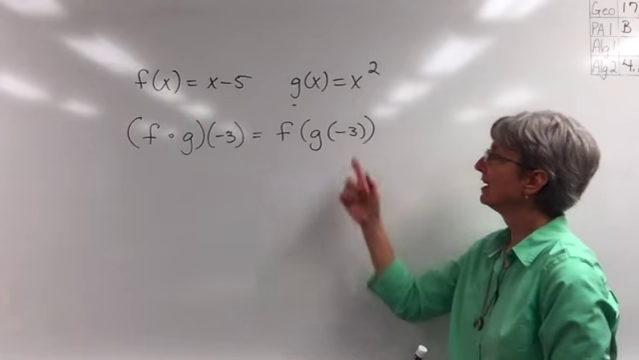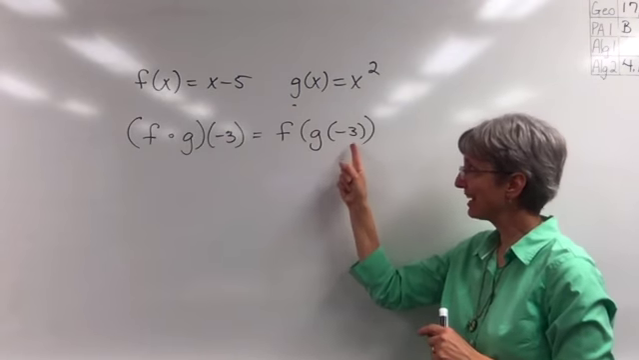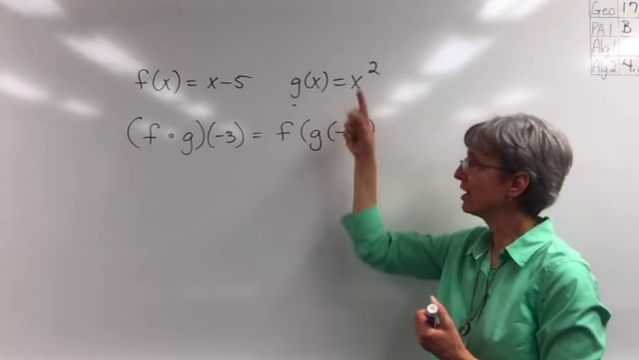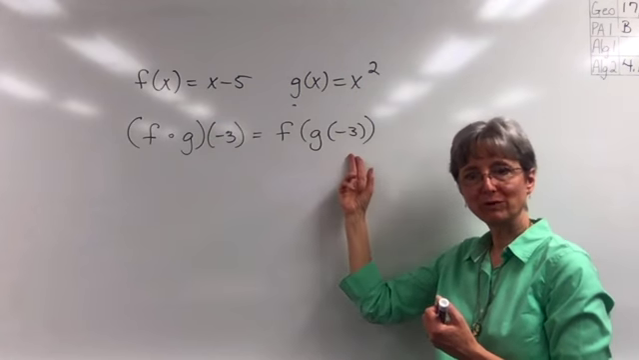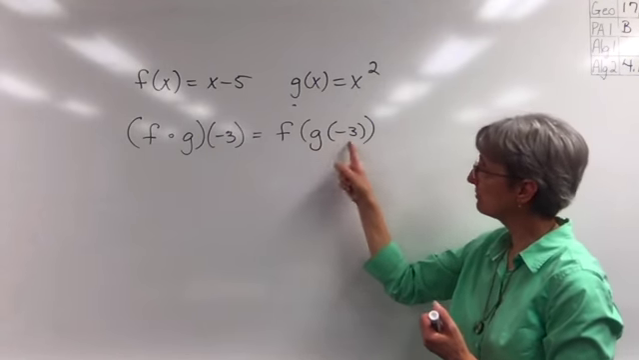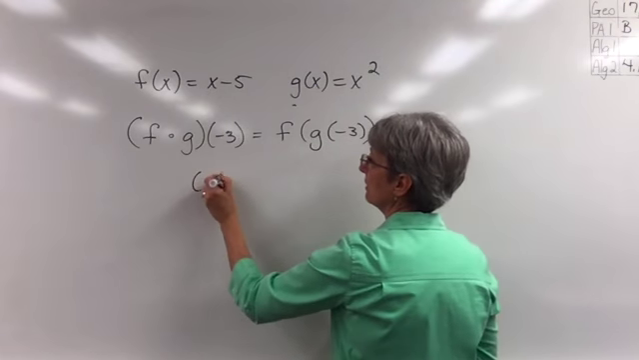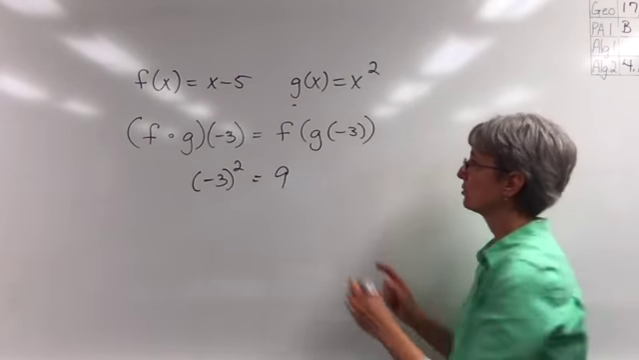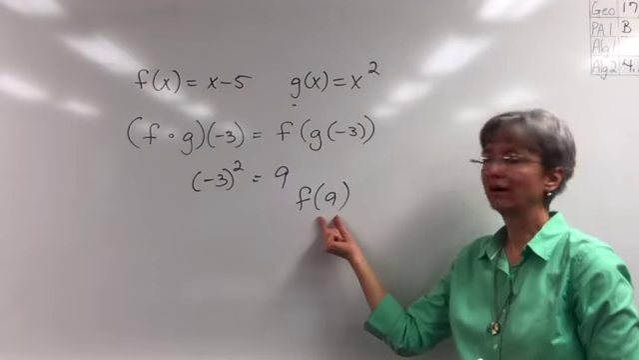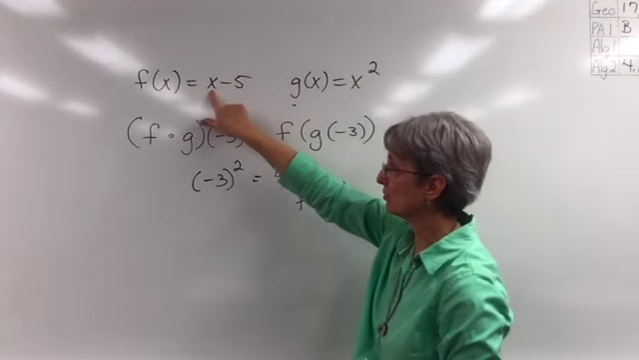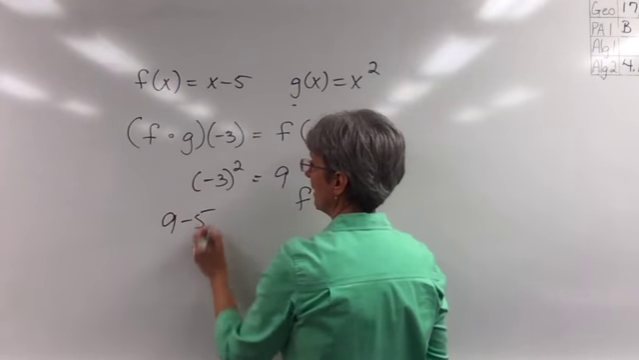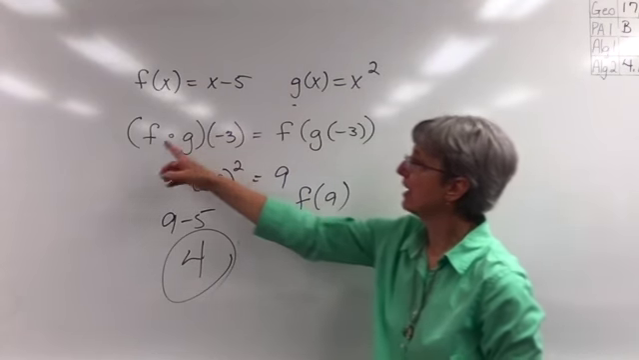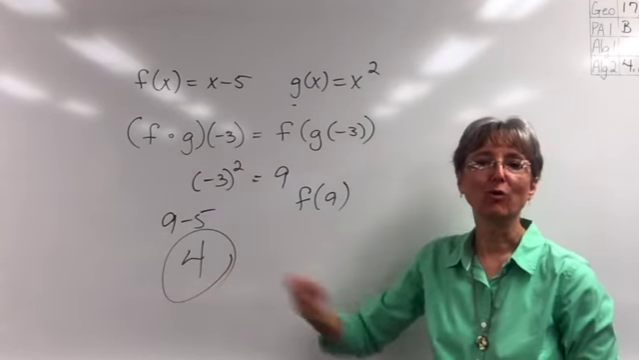But either way, what this means is first you're going to put negative 3 into g. You're going to see what comes out. Whatever comes out of that, you're going to put into f. See how you work from the inside out. So if we put negative 3 into g, then we go negative 3 squared. That is 9. So this is equal to 9. Now we're going to find f of 9. We're going to put 9 into f. So we have 9 minus 5, and that final answer is 4. So f of g of negative 3 is 4.